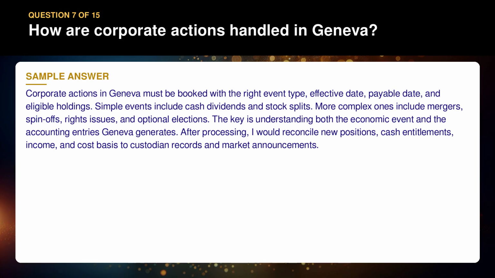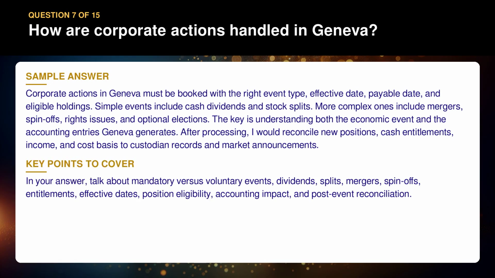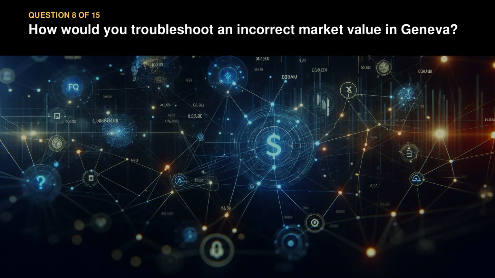After processing, I would reconcile new positions, cash entitlements, income, and cost basis to custodian records and market announcements. In your answer, talk about mandatory versus voluntary events, dividends, splits, mergers, spin-offs, entitlements, effective dates, position eligibility, accounting impact, and post-event reconciliation.